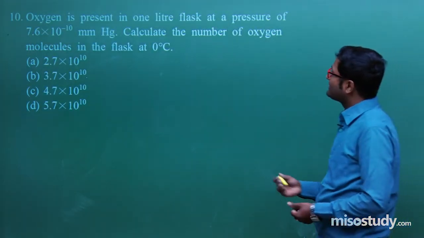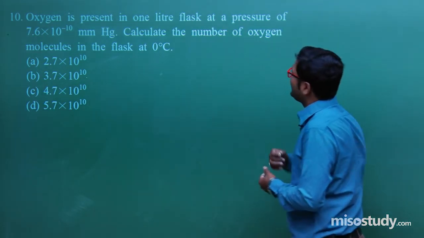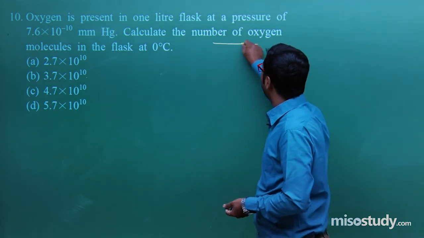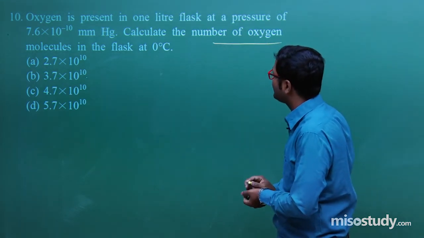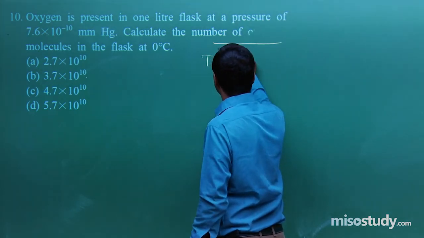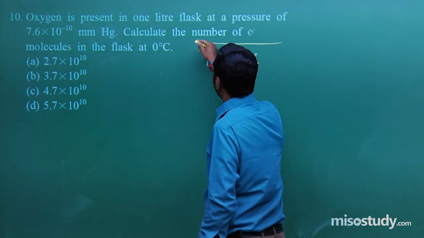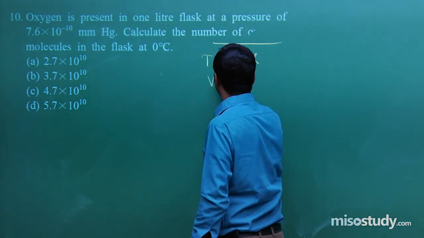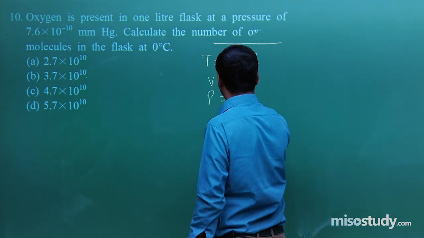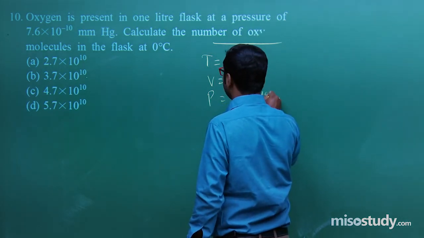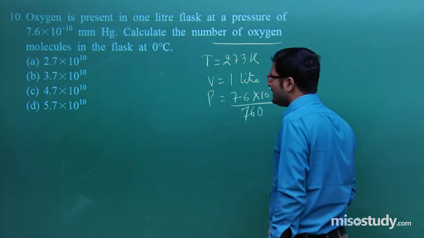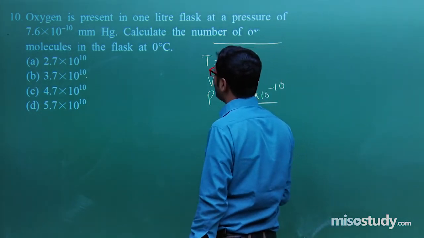What will happen? Oxygen is present in a 1 liter flask at a pressure of 7.6 into 10 to the power minus 10 mm of Hg. Calculate the number of oxygen molecules in the flask at 0 degree Celsius. Very simple: T is equal to 273 Kelvin, and volume is equal to 1 liter, and the pressure is equal to 7.6 into 10 to the power minus 10. Convert it into atm, divided by 760. Then calculate the number of molecules.